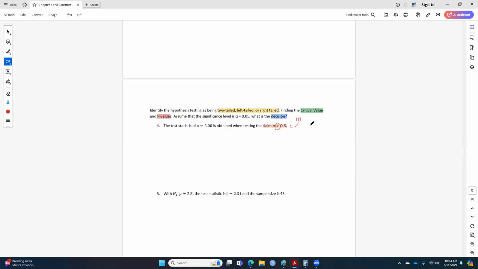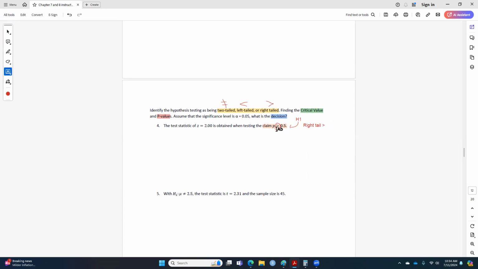So we notice that two-tail is used when your H1, your alternative hypothesis, is not equal to. This is left tail and this is right tail. So you notice that this will be a right tail test. The reason why this is right tail is because you are using the greater than symbol in this case. So this is how you figure out whether we have left tail, right tail, or two tail.